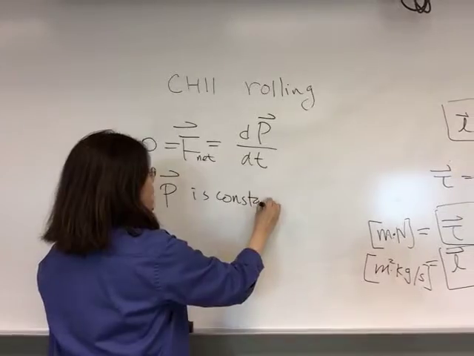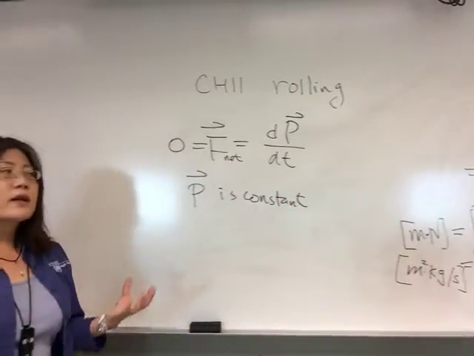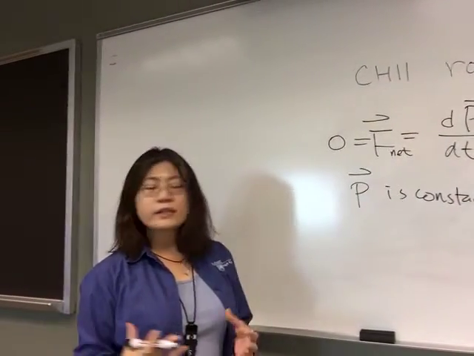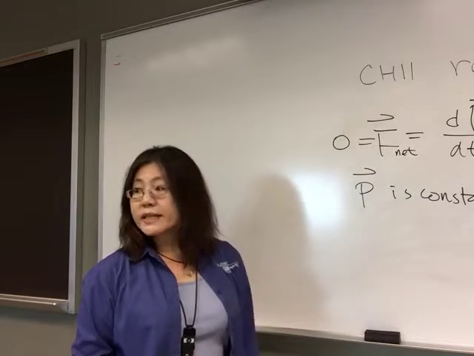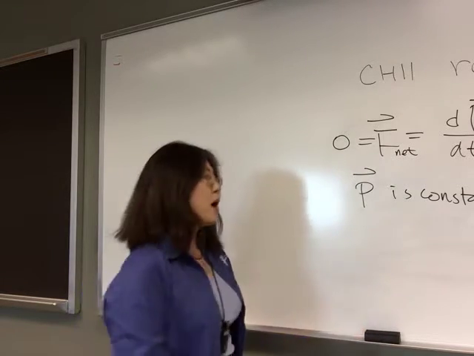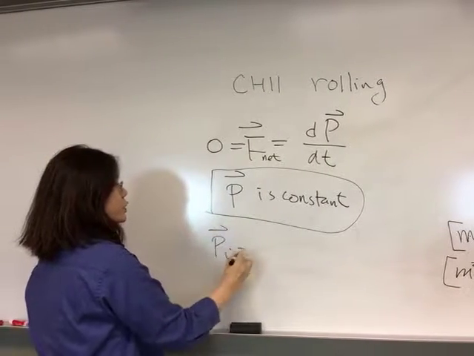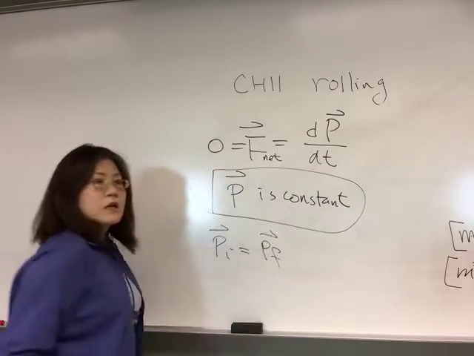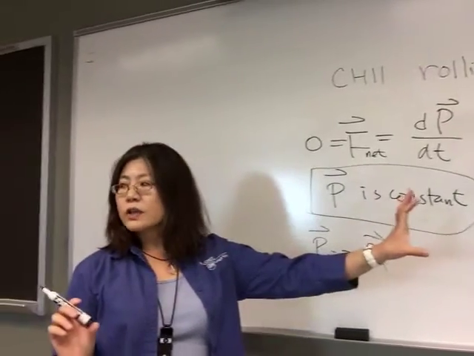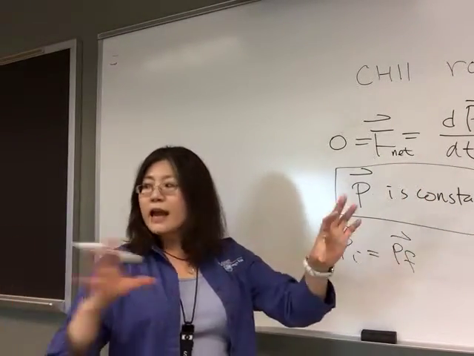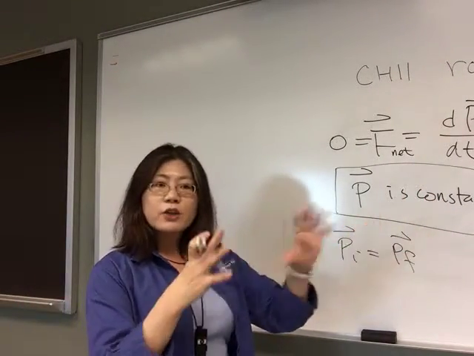So that's why we say that within an isolated system, when the net force acting on the system is 0, the linear momentum is a conserved quantity. In other words, the initial linear momentum has to be equal to the final linear momentum. Between the initial state and the final state, there are processes that can transfer energy and momentum.